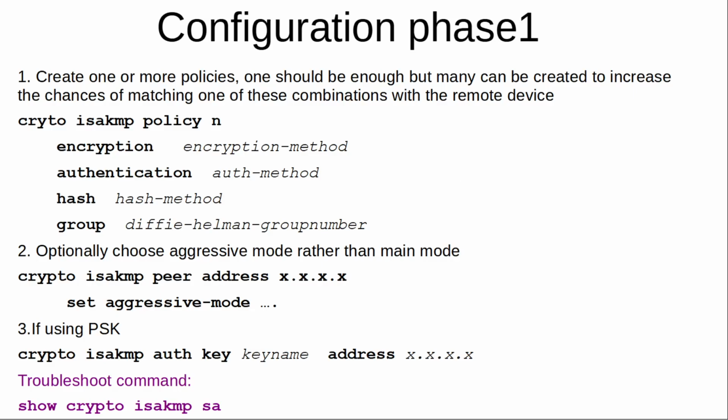So how do you configure phase 1? Create policies. You should create at least one policy. Several policies are created to increase the chances of matching one of these policies or combinations with a remote device. So first you create a policy. Second, optionally use aggressive mode. And finally, you establish the preshared key. If you're not using a preshared key, at this moment you will have to install your certificates. In order to troubleshoot phase 1, use the command show crypto isakmp sa.